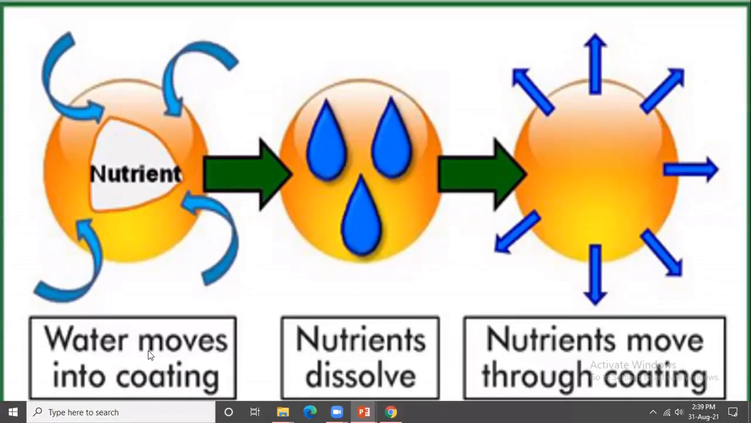This is a simple picture, no? What is going on here? This one is a fertilizer. This type of fertilizer can have one nutrient, while a complex or mixed fertilizer can have two or more nutrients. Water moves into the coating. In the fertilizer coating, water moves inside and the nutrient dissolves in water. Then the nutrient moves through the coating to the outside with water.